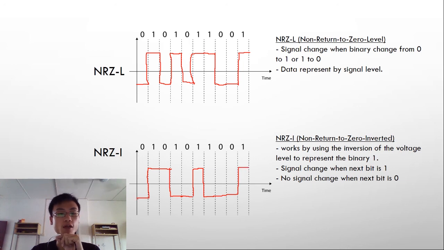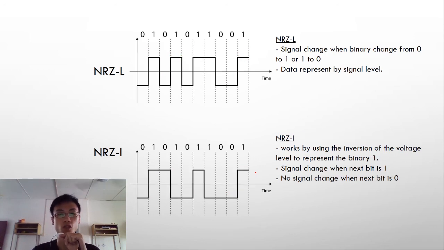So you can see that from 0, the next bit is 1, it will change. Next bit is 0, continue. Next bit is 1, change. Next bit is 0, continue. Next bit 1, change. Next bit 1, change. Next bit 0, continue. Next bit 0, continue. Next bit 1, change. So this is how the NRZI works. So this is the graph.